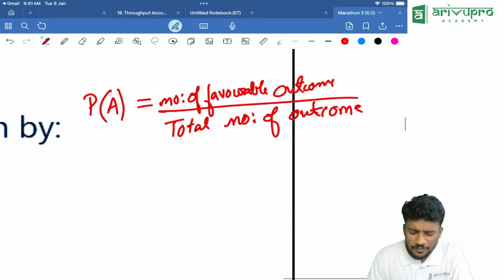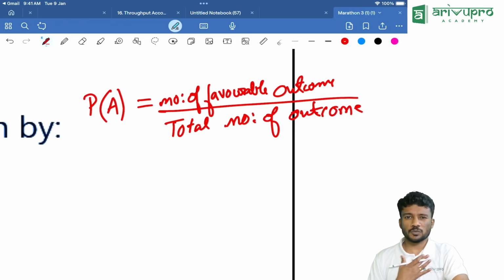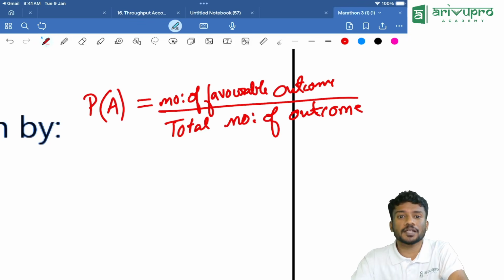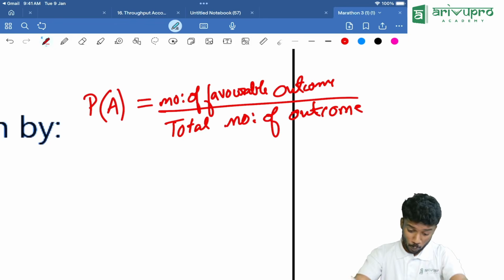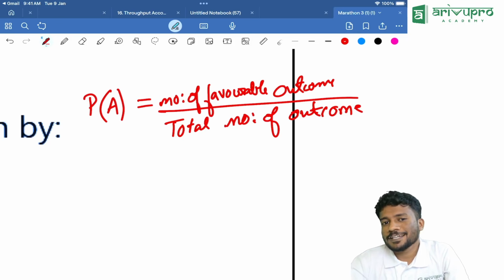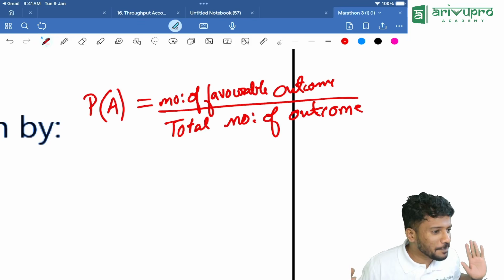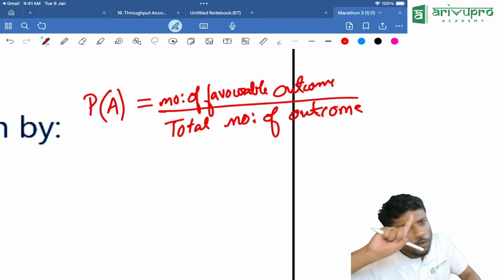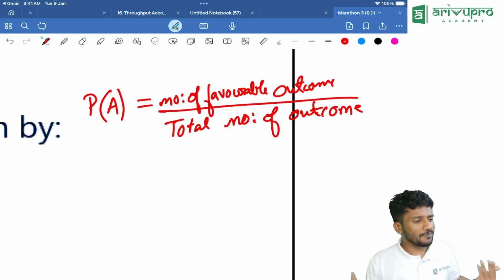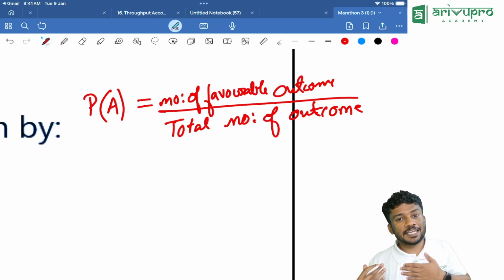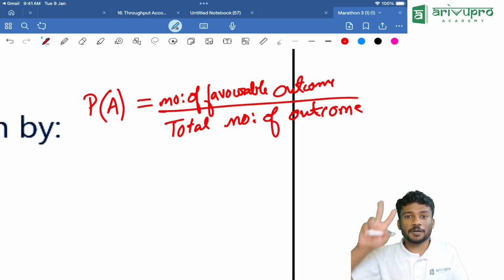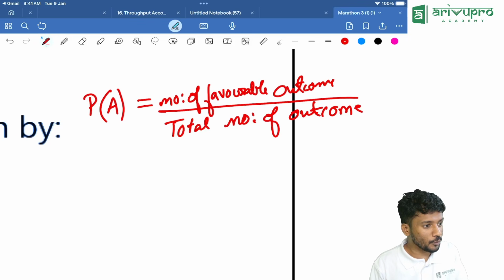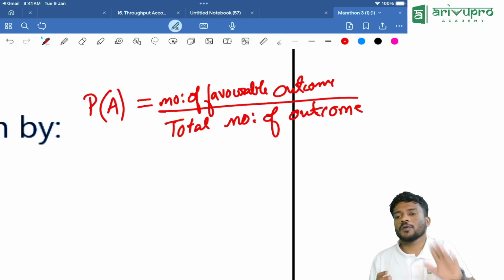Now here, what is a favorable outcome? Whichever is favored for us, whatever we want as per the question, that is the favorable outcome. Total number of outcomes means the total possibilities. Think about you writing the exam. What do you want? You want to pass. That is our favorable outcome. How many favorable outcomes are there? Only one. Now divided by the total number of outcomes, that means either we can pass or fail. How many are there? Two. So 1 by 2.